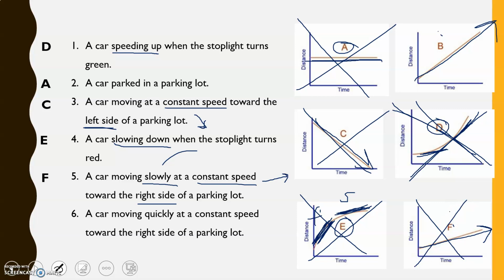All right, and last but least, number 6, a car moving quickly at a constant speed to the right side of the parking lot. And yes, that does go with B. So we have successfully completed them all.